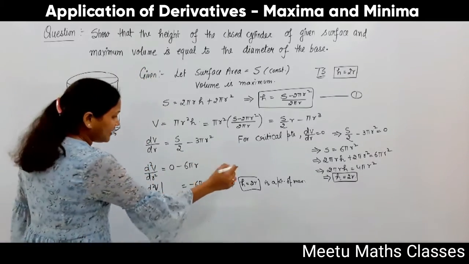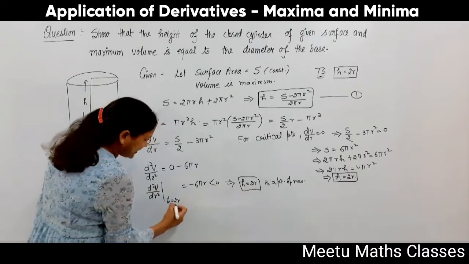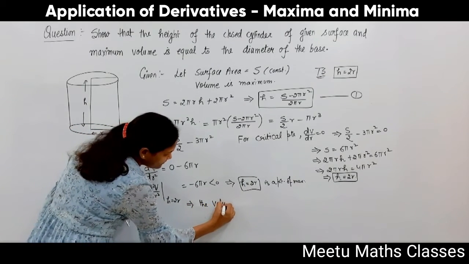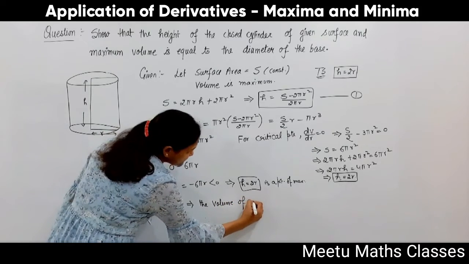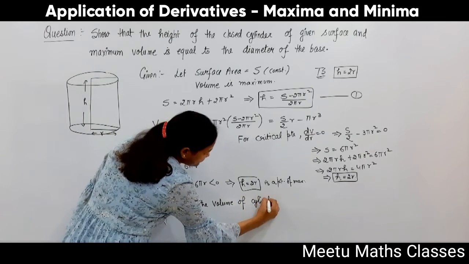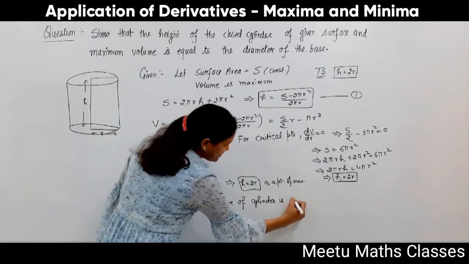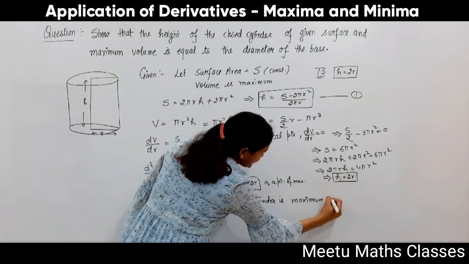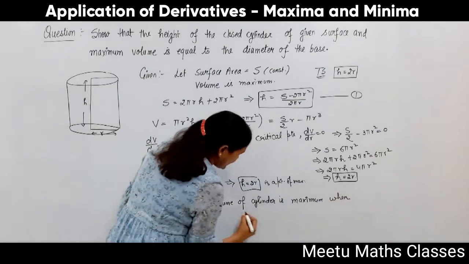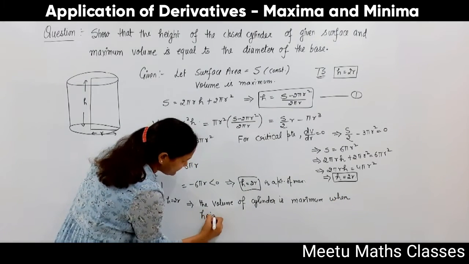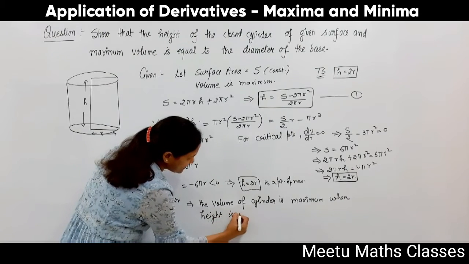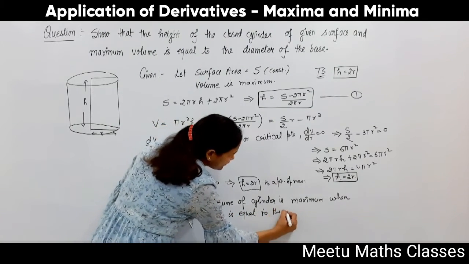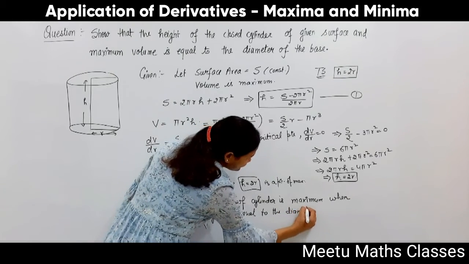So that implies the volume of the cylinder is maximum when height is equal to the diameter of the base.